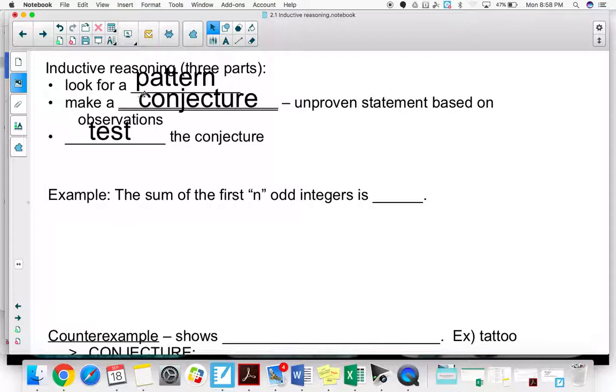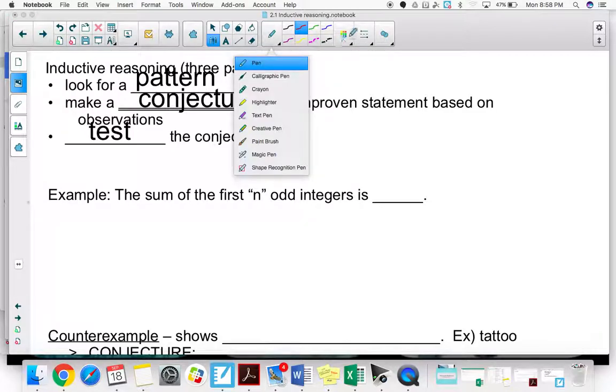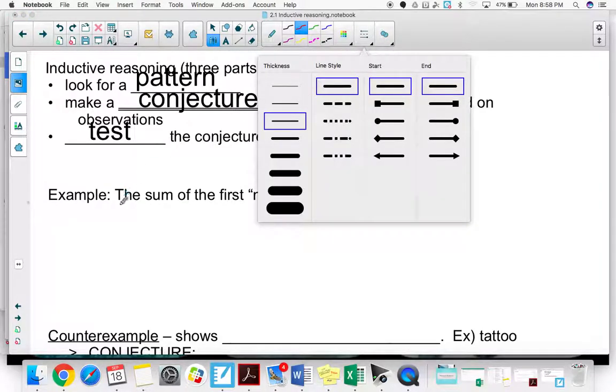So let's just go ahead and do that. Let's just start with, oops, I need to change that. Let's go red. And we don't need quite so thick of a line. I think that'll be good.